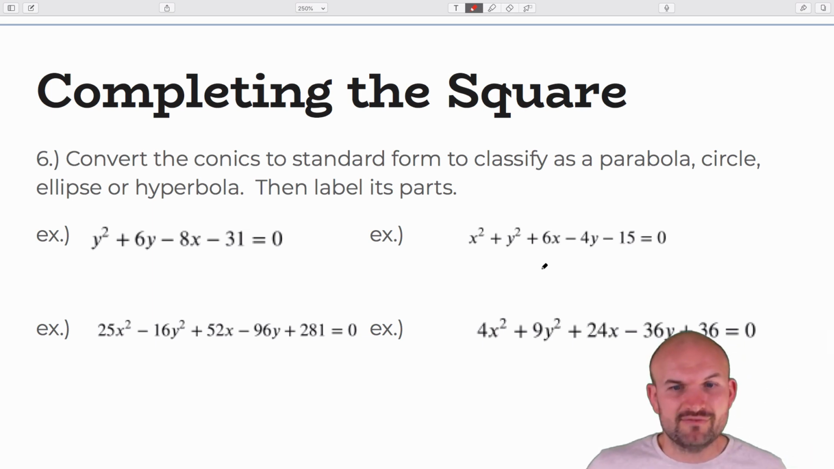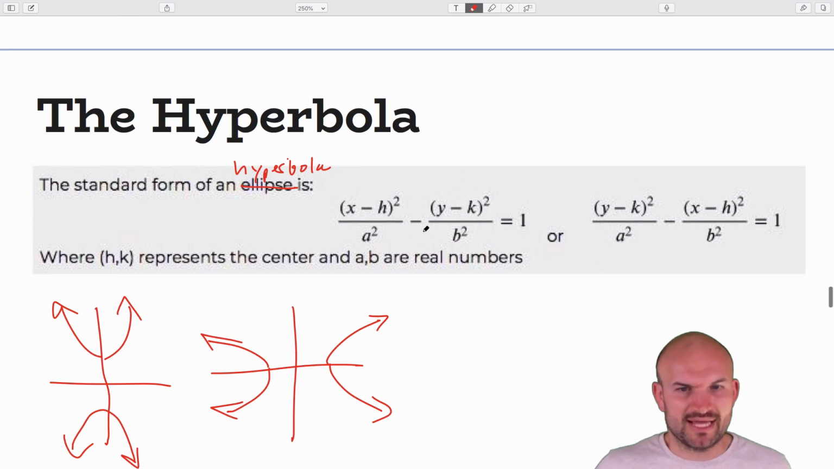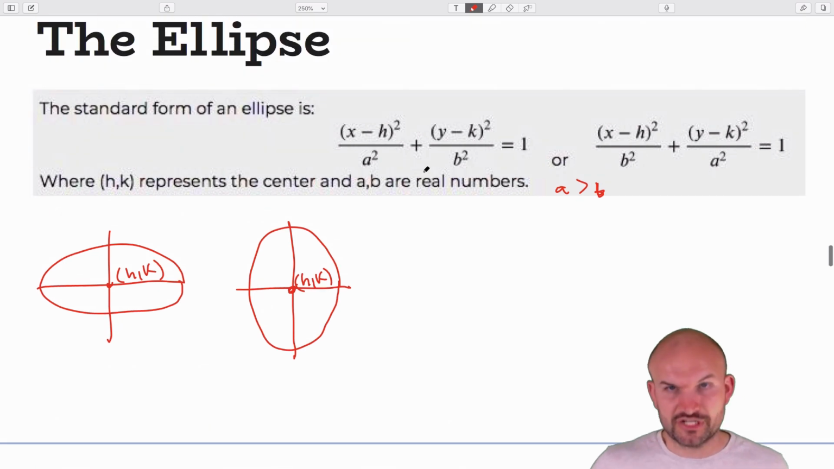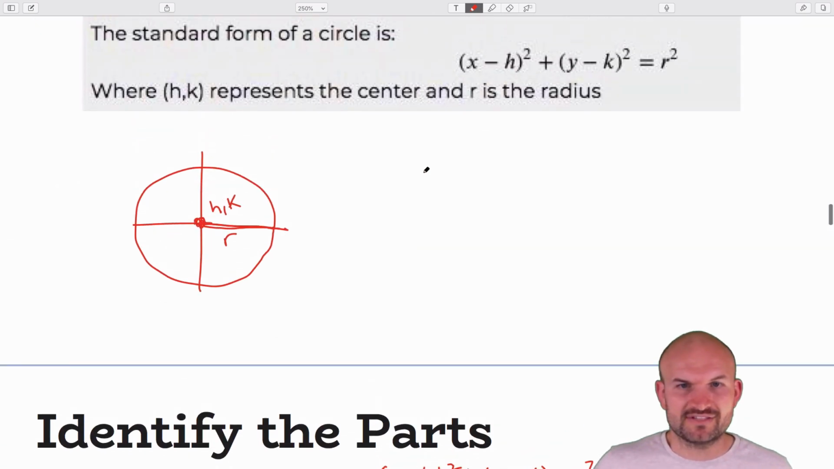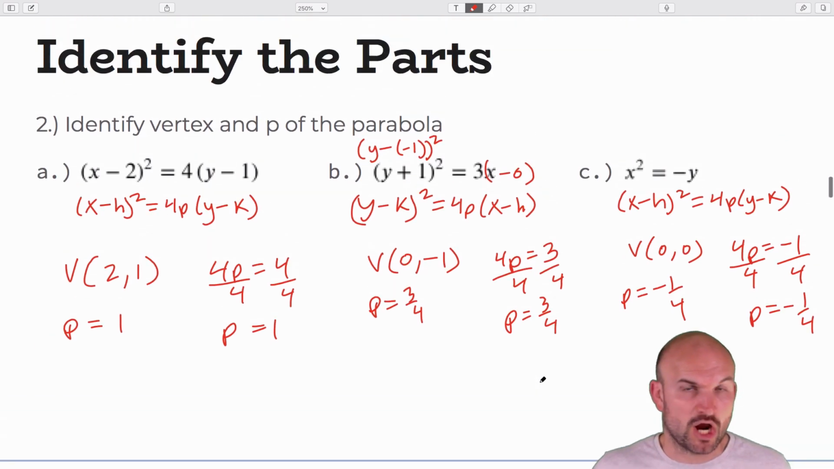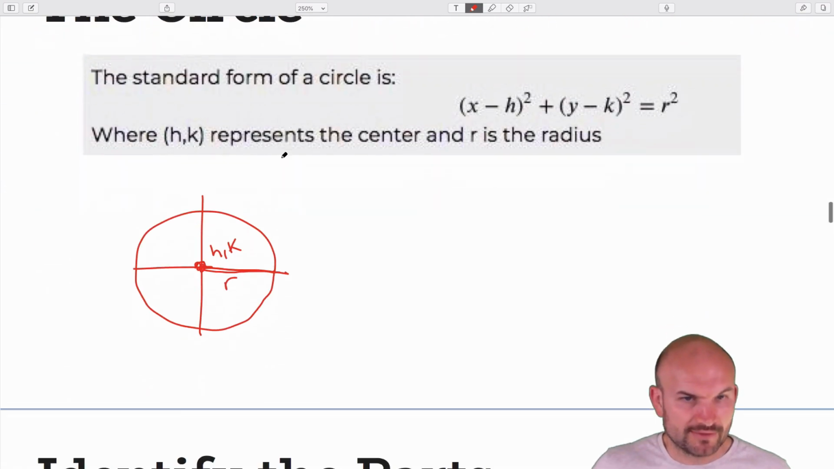So you can see when I gave you those formulas, they're all kind of similar to each other. The hyperbola had subtraction, the ellipse had addition, and the circle obviously was addition, but there was no denominator there, or at least the denominator would be the same as r squared. And then the parabola basically had an x or a y squared.